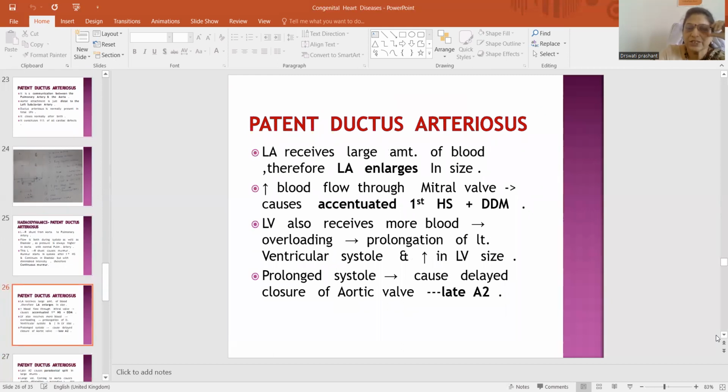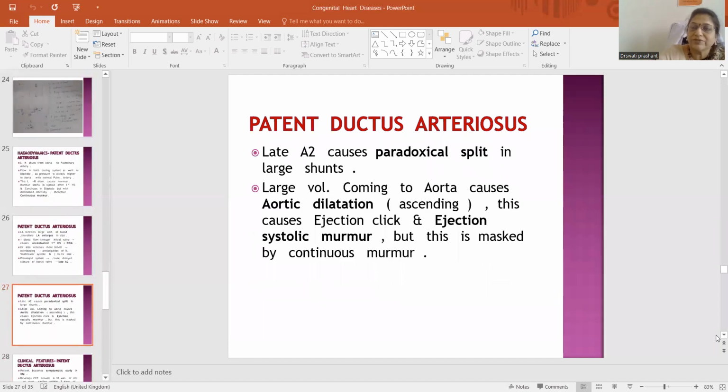The left atrium receives a large amount of blood, leading to enlargement. A large amount of blood going through the mitral valve will accentuate the first heart sound and also lead to a delayed diastolic murmur. The left ventricle also receives more blood, leading to left ventricular enlargement, and A2 will close late because a large amount of blood is going through the aorta. So there will be a paradoxical split or reversal of splitting of the second heart sound. Large volume coming to the aorta causes aortic dilatation, giving clicks and ejection systolic murmurs.